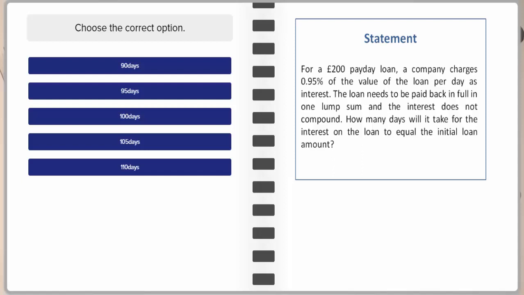Choose the correct option. A 2000 payday loan company charges 0.95% of the value of the loan per day as interest. The loan needs to be paid back in full in a lump sum amount, and the interest does not compound. How many days will it take for the interest of the loan to equal the initial loan amount? So what we need to find out is the number of the days.